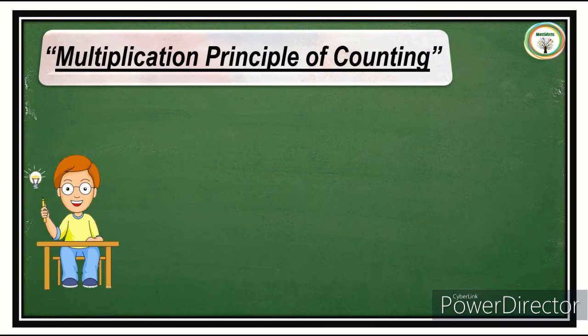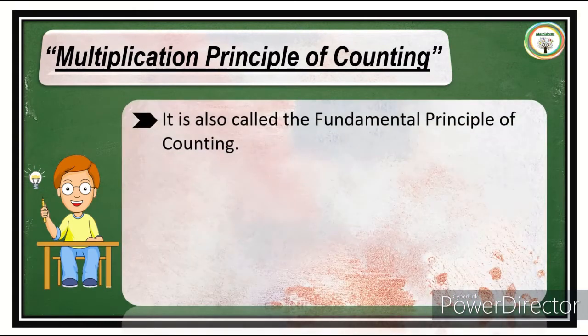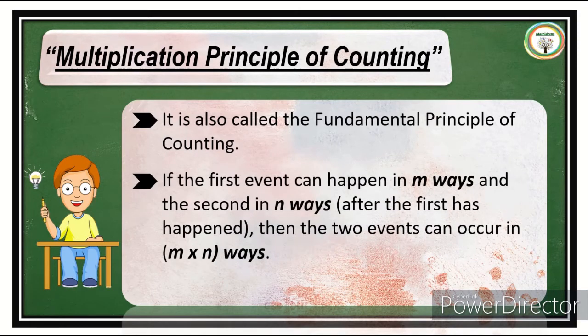Let's move on with the multiplication principle of counting. This principle is also called the fundamental principle of counting. It states that if the first event can happen in m ways and the second in n ways after the first has happened, then the 2 events can occur in m times n ways. In the multiplication principle of counting, we will be considering the order of events.